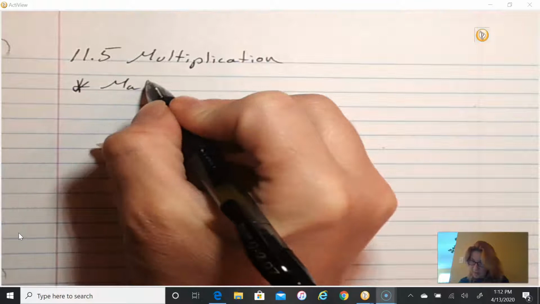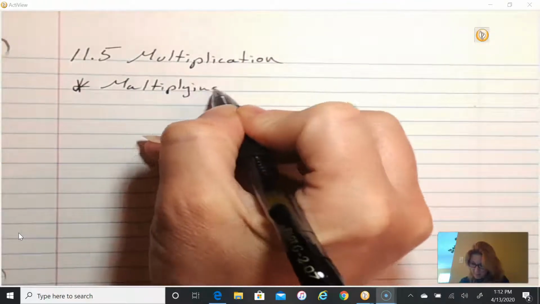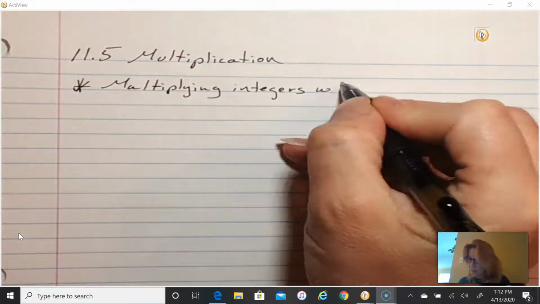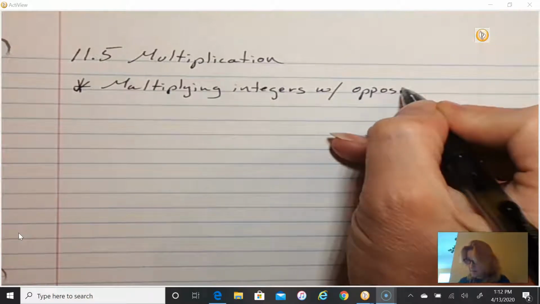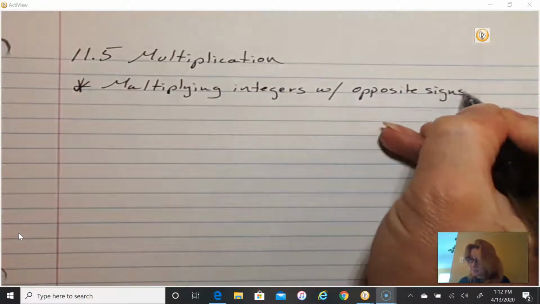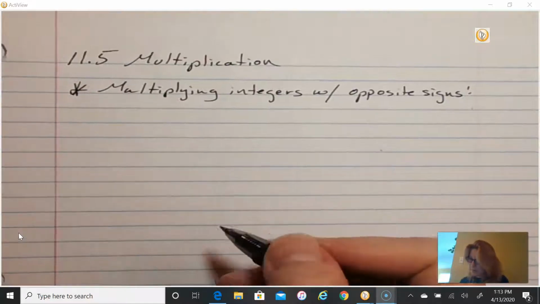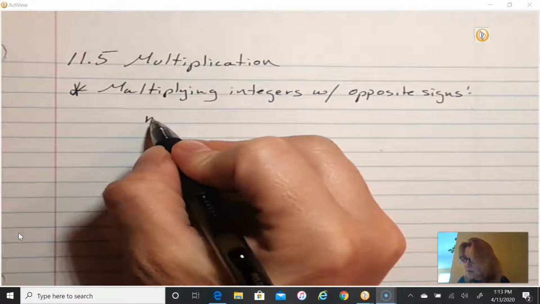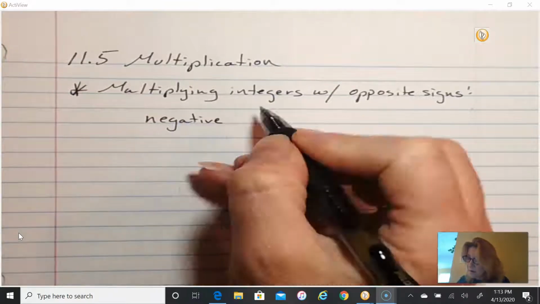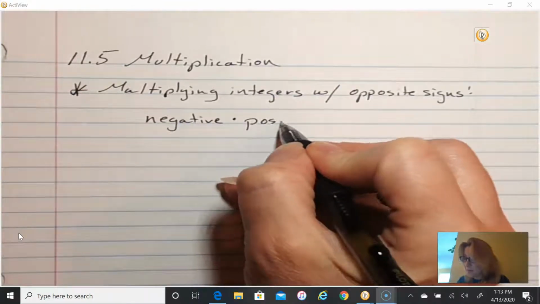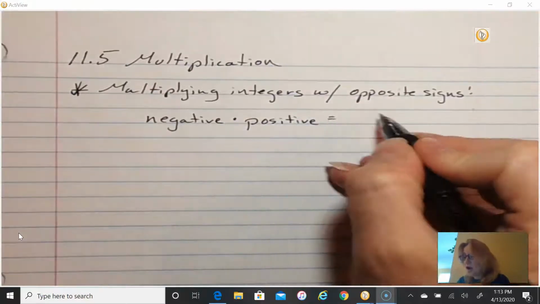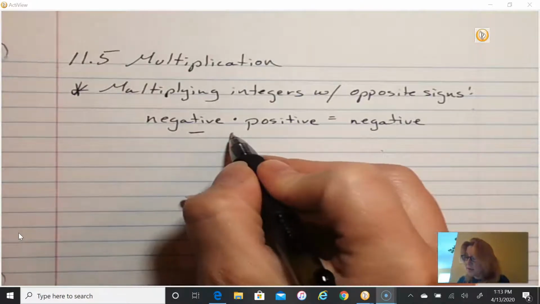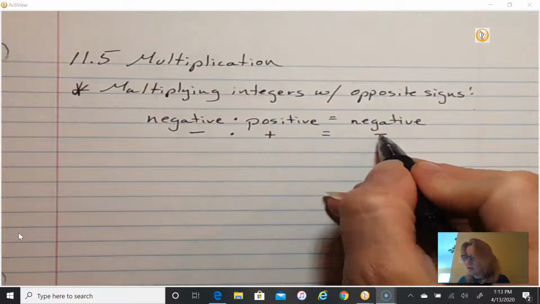When multiplying integers with opposite signs, they have a whole definition in your book, but don't even worry about that. Negative times positive will always equal a negative. So negative times a positive will always equal a negative.